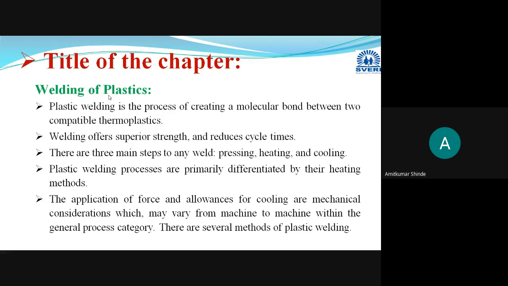And why are we going to perform this welding process? Because suppose you want to create a larger component or larger part. Sometimes it is very difficult or impossible to manufacture larger components or larger parts or some complicated shapes.